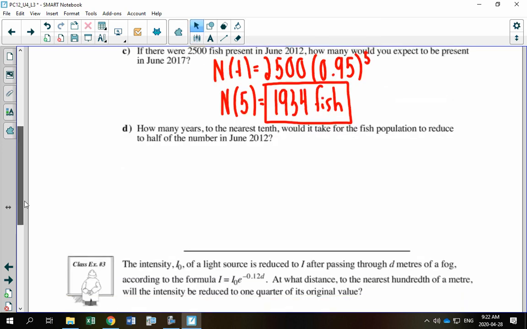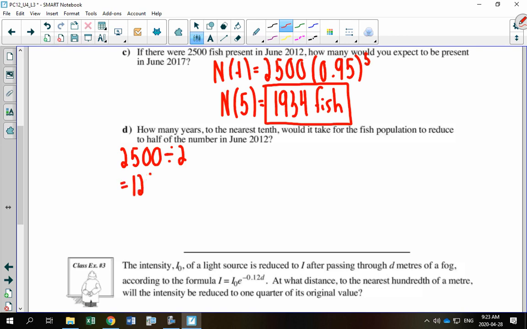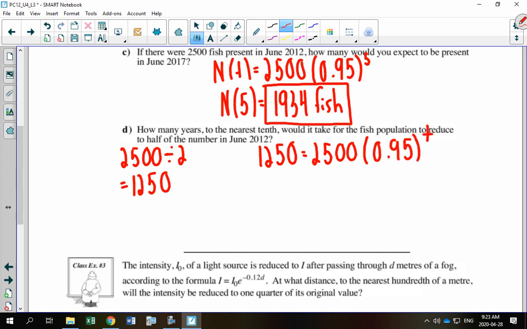Okay, and then for D, how many years to the nearest tenth would it take the fish population to reduce to half of the number in June 2012? So in June 2012, we started out with 2,500. If I divide it by 2, I'm looking for there to be 1,250 fish. So that will be my final population that it's reducing to. Starting at 2,500, 0.95, and we're solving this time for time. So again, divide, which is a half.